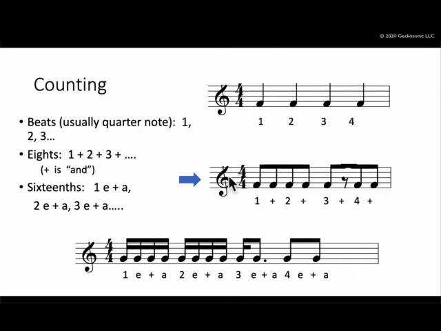So in this case, we're counting that there's a note on the 1, the and, the 2, the and, the 3. There's no note on the and of the 3, right? It's a rest. That's that rest sign for eighth notes, and then 4 and. So I'd expect 1, 2, 3, 4, 5 notes, a rest, and then 2 more notes. This is what it sounds like.